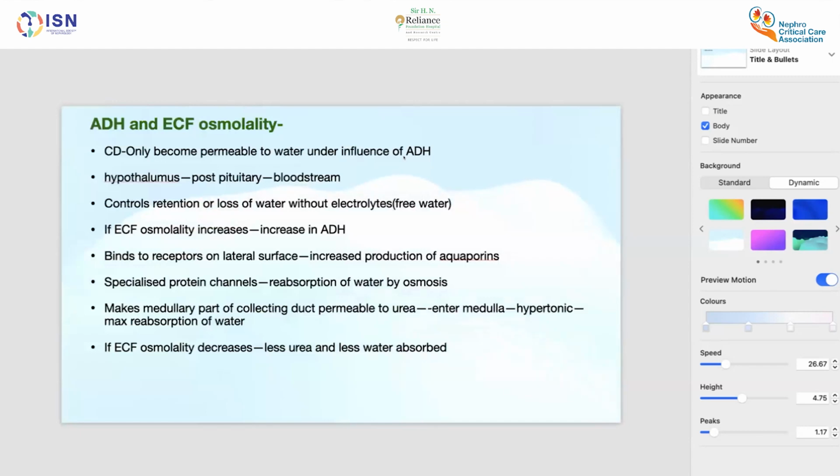If extracellular fluid osmolality increases, there is an increase in the antidiuretic hormone. This hormone binds to the receptors on the lateral surface of the collecting ducts, which causes increased production of aquaporins. The aquaporins are specialized protein channels which cause reabsorption of water by osmosis. This makes the medullary part of the collecting duct permeable to urea also, which enters the medulla, making it hypertonic, which again causes maximum reabsorption of water. If extracellular fluid osmolality decreases, less urea and less water are reabsorbed.